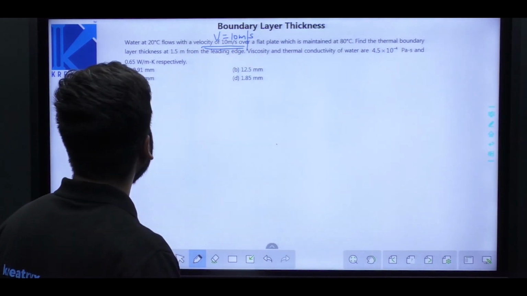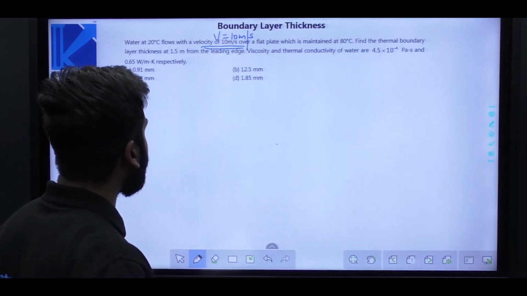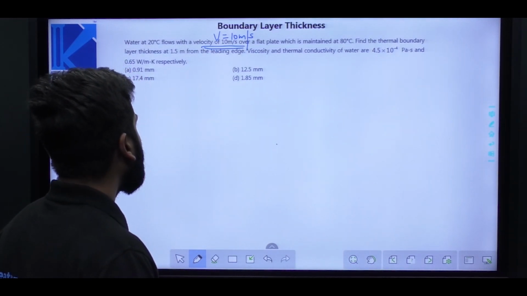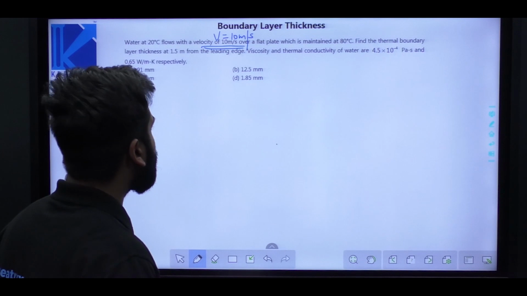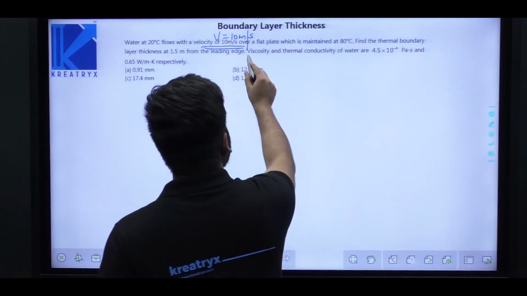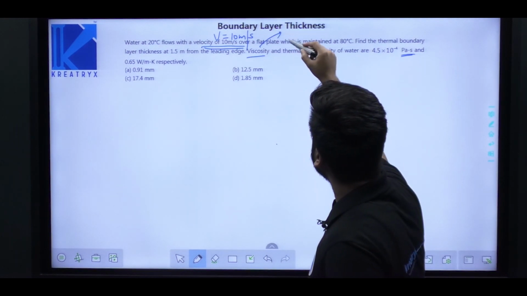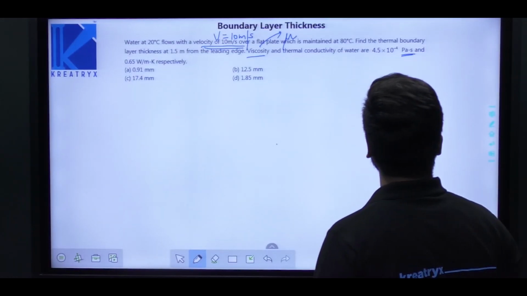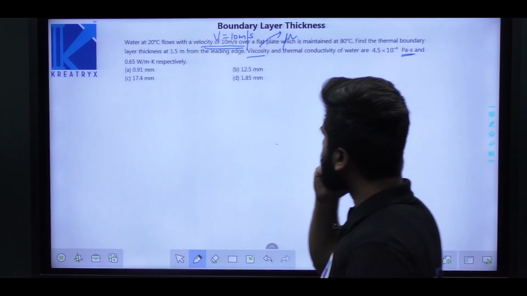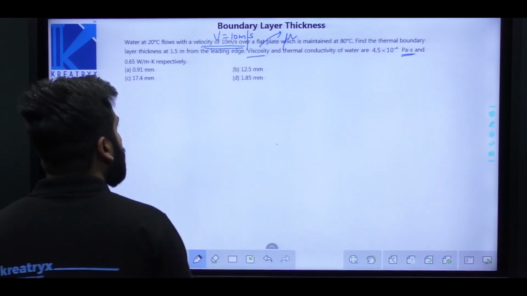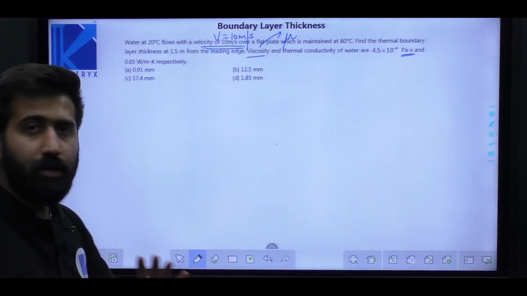Find the thermal boundary layer thickness at 1.5 meters from the leading edge. The viscosity and thermal conductivity of water are given. Which viscosity? Pascal second, see the unit, so that means it is dynamic viscosity, that is mu. So Pascal second, and thermal conductivity is 0.65 watt per meter Kelvin. So I have to find the thermal boundary layer thickness.